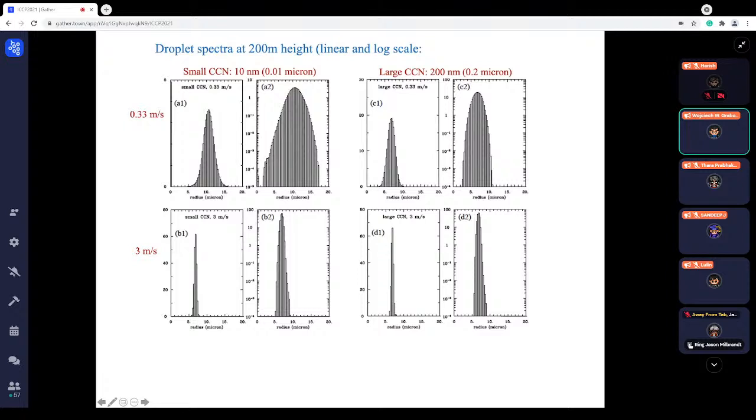Tremendous. It's unbelievable. It has over a micron width, but you can see how those tails reach out. And of course, those unactivated are here. This is linear scale. This is the logarithmic scale. And you can see that this width is significant even for large CCN with small updraft.